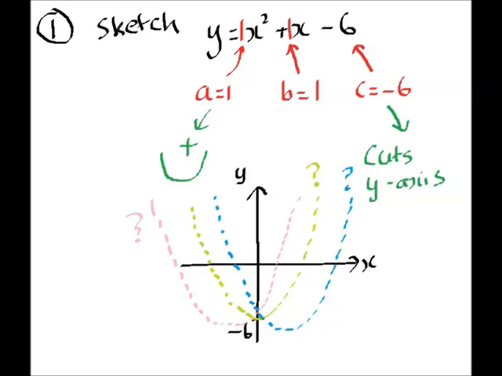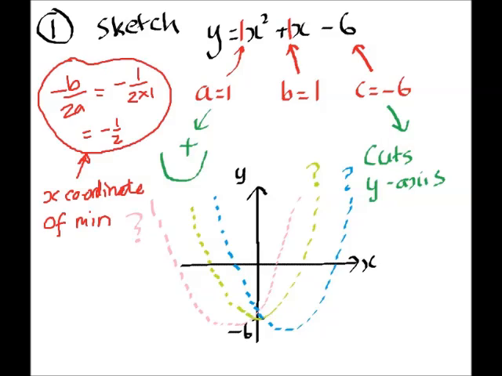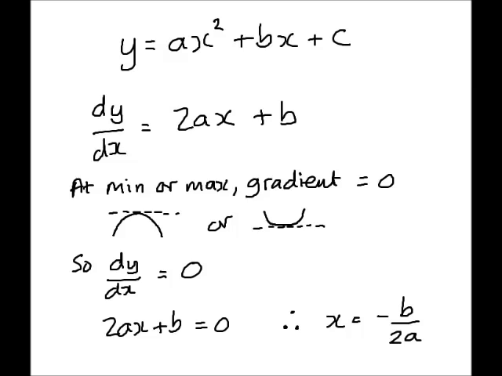Now, you can quickly tell if you work out the value of minus b over 2a. That gives you the x-coordinate of the minimum or maximum point on a quadratic. We don't expect you to remember that, by the way. If you've learned about differentiation yet, you can differentiate the general quadratic formula and use it to work out when the gradient of the curve is equal to 0, i.e. the minimum or maximum point.